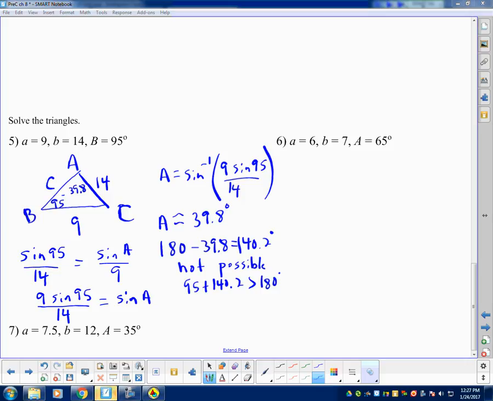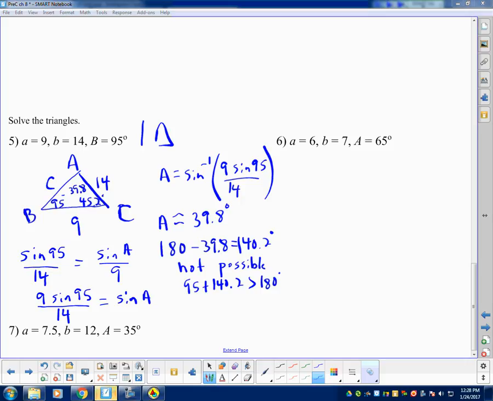So for that reason, which of the three cases is this? 0, 1, or 2 triangles? This is the one. So angle C has to be whatever, 95 plus 39.8, subtract that from 180. I got 45.2 is what I got. 45.2 degrees. And so you can just draw your one triangle and then label it, and that would be good enough. We got angle C to solve the triangle.